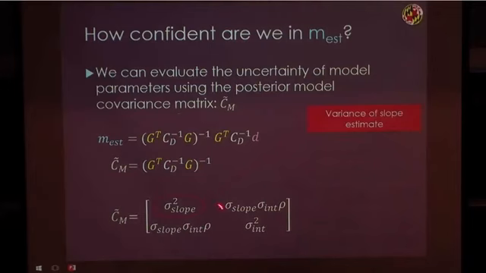Variance of the slope estimate right there. Variance of the y-intercept estimate. And this one here is the standard deviation of the slope times the standard deviation of the y-intercept times this rho. That's not a typo. The rho is the correlation between these two estimates. In other words, how much will one quantity change when you change the other one? How much do these two parameters trade off?